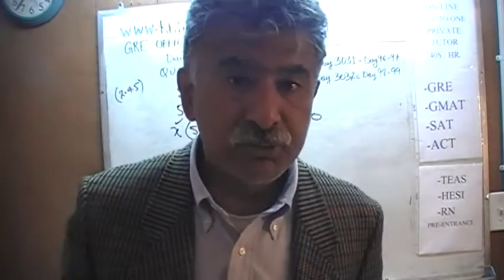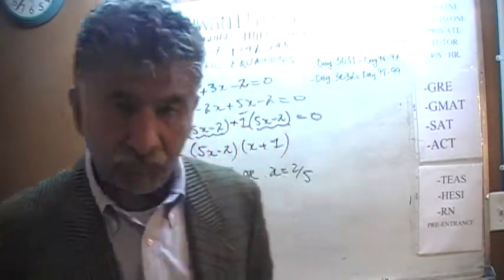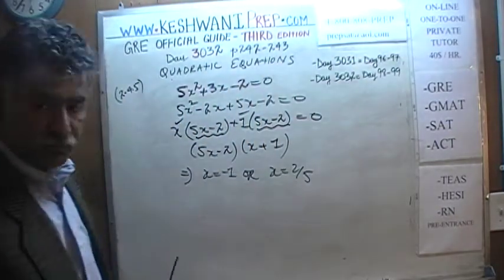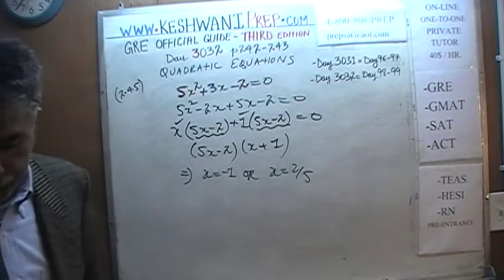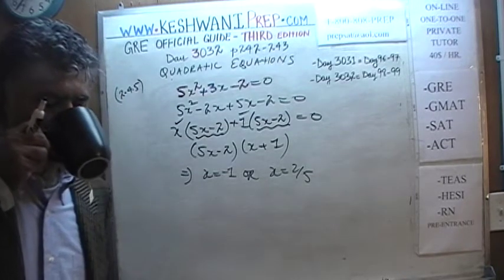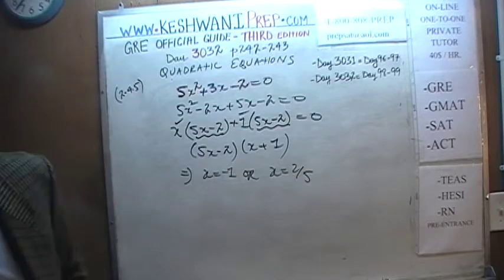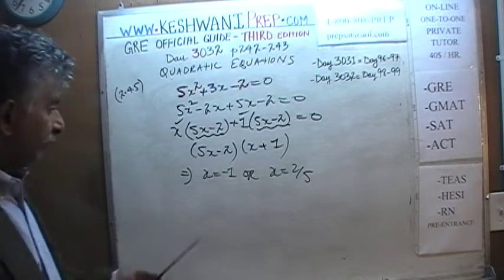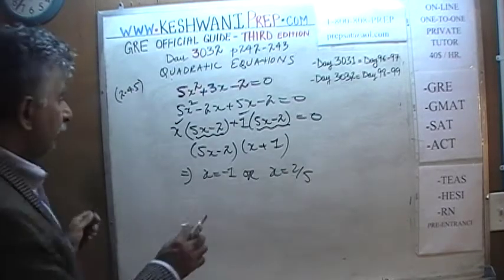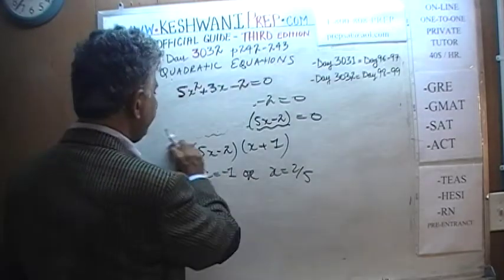Well, we've actually been using the factorization method. Let's use the quadratic formula and see how it works out. We better get the same answer, obviously. Negative 1 and 2/5.